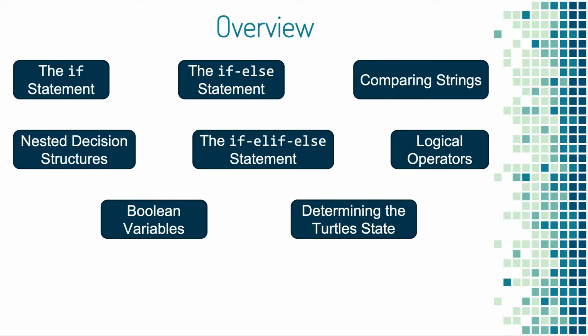So we're going to be talking about decision structures because, again, when we're working with any kind of program, you're going to need to make some kind of decisions. And then specifically in this chapter, we're going to be talking about what's called the if statement. We'll also talk about the if-else statement. We'll talk about how we can compare strings in Python, which again are just chunks of text. We'll be talking about nested decision structures. Specifically, we'll also be talking about the if, elif, else statement. We'll also be talking about logical operators, Boolean variables, and bringing back the turtle one more time, we're going to be determining the turtle's state.